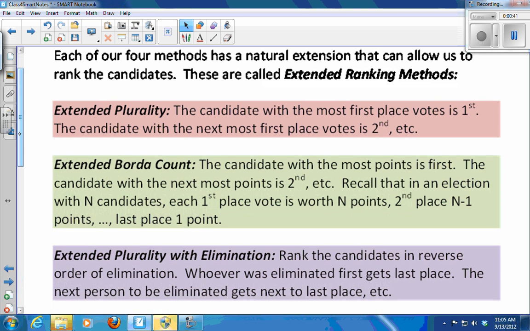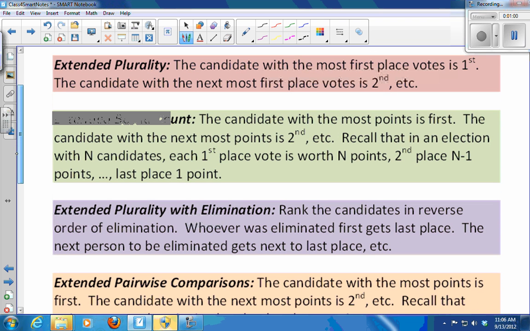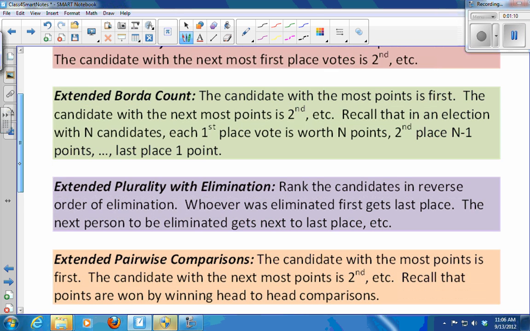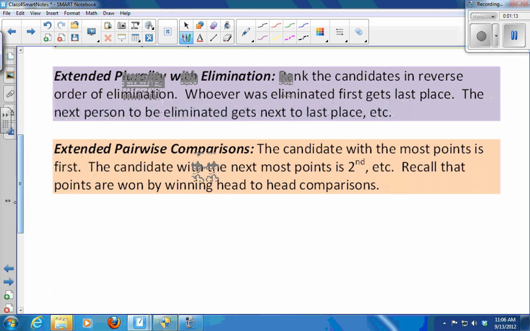So each of our four methods has a very natural extension that can allow us to rank the candidates. They're called extended ranking methods. So extended plurality, the candidate with the most first place votes wins, and then the next most first place votes get second, and so on. Works the same with extended Borda count. The candidate with the most points is first, and the second most points is second, and the third most points is third.